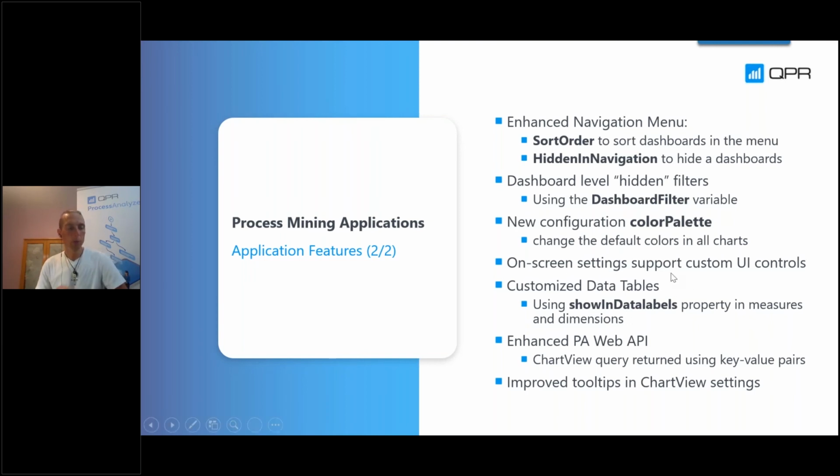The on-screen settings, which are the selections that we can do there, there are more enhancements in that area. Then you also have the data label properties. You can more easily embed the ProcessAnalyzer charts into other reporting applications using the enhanced web API, and then you have better tooltips for the settings. This is the bunch of functionalities we can add into this, let me call it, process mining application.